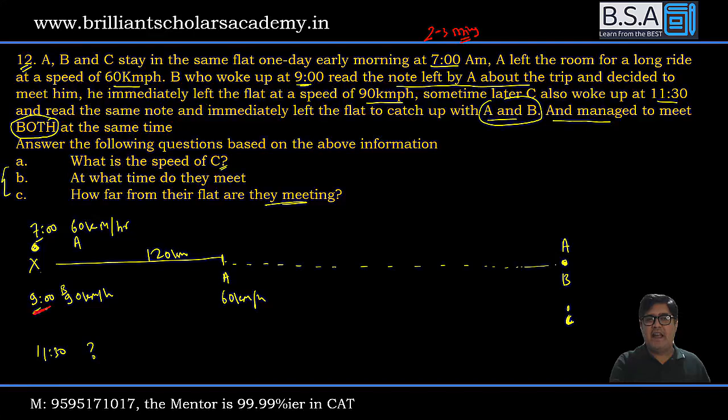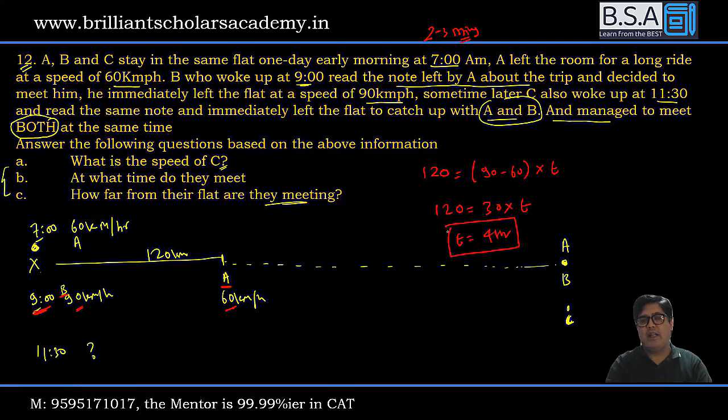It is right now 9 a.m. This is the location of A, this is the location of B. How much distance must B overtake? B must overtake 120 kilometers. Here, the speed of A is 60, speed of B is 90. In the same direction, we subtract their speeds. How much time will it take for B to overtake? See, 120 is equal to 30 into time. It will take 4 hours for the overtake.